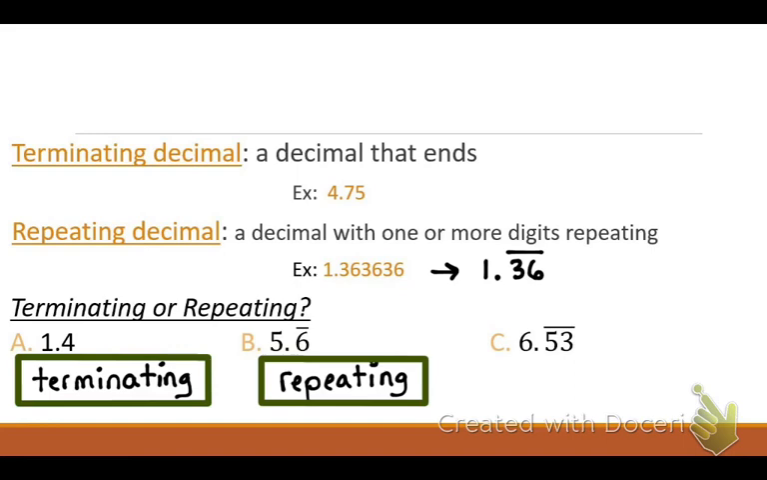Okay, let's go to the next one. 6.53. Is that terminating or repeating? How can you tell it's repeating? Okay, it has a line above the 5 and the 3. So explain to me what it would look like if it kept going. What would it say? 6.535353. Excellent. It is only the 5-3 that is repeating. Very good.